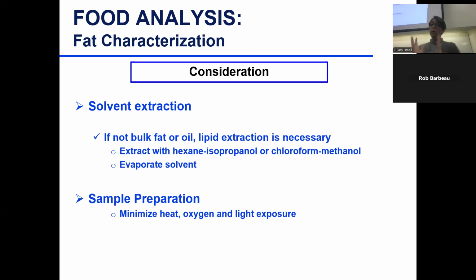So usually we use a combination to get the oil out. While we do that, we make sure that we minimize heat, oxygen, and light, so that while you're getting the oil out and getting it ready for analysis, you don't change its characteristics. Otherwise you will get false results.